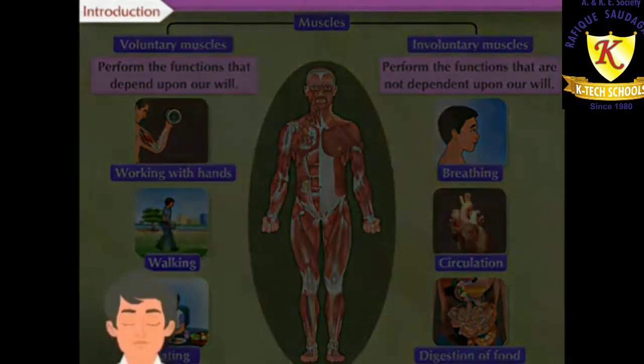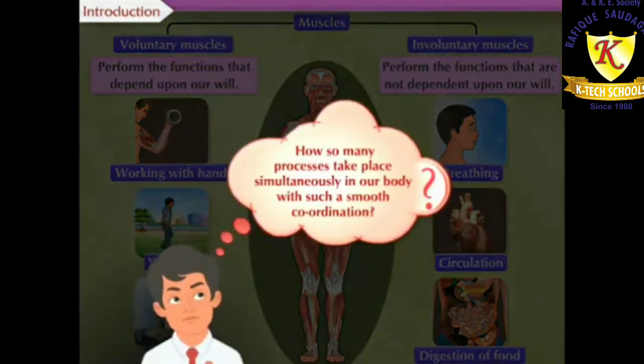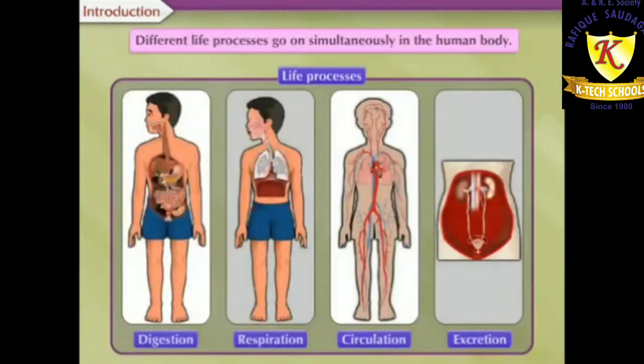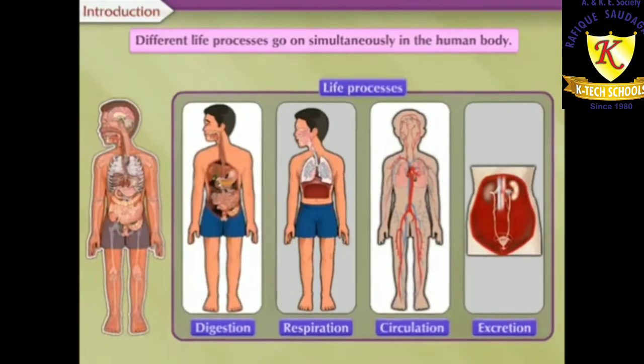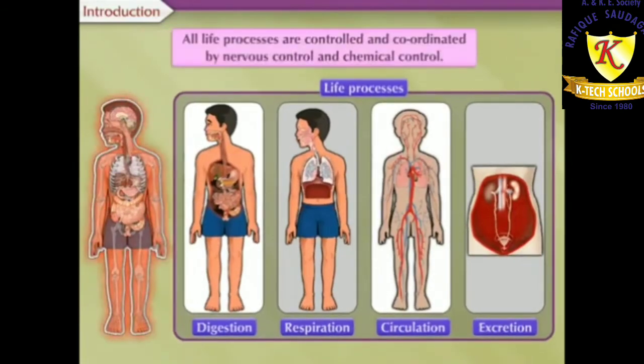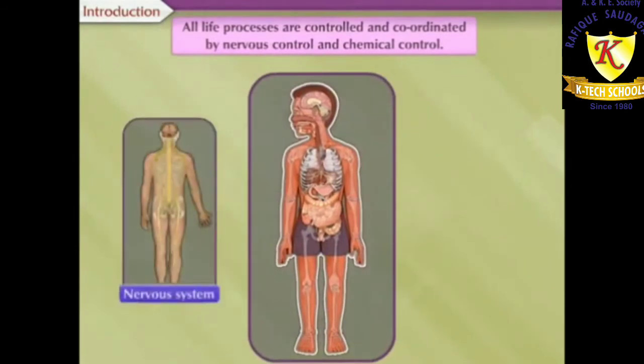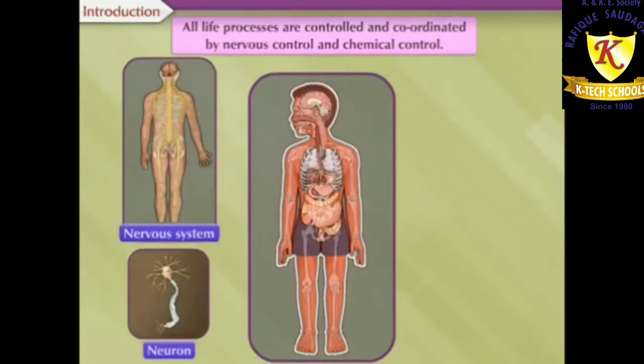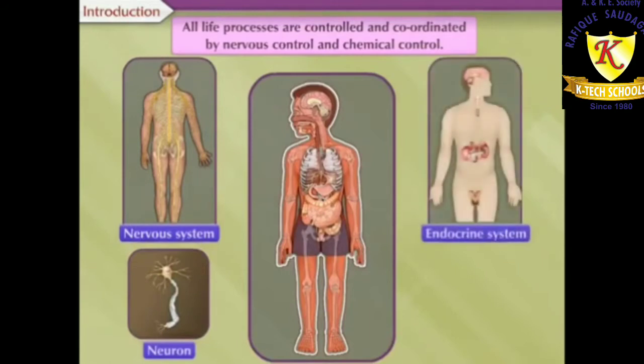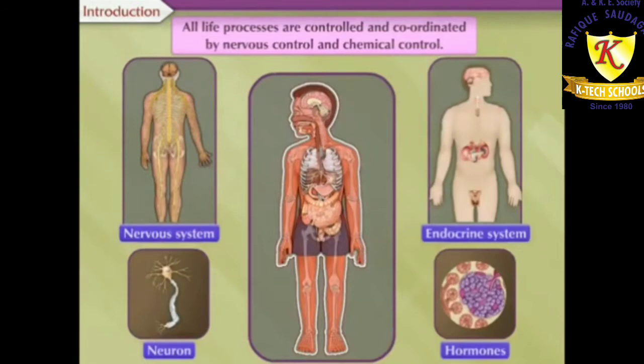So a question may arise in your mind that how many processes take place simultaneously in our body with such a smooth coordination, right? Children, different life processes such as digestion, respiration, circulation, and excretion go on simultaneously in the human body. And all these processes are efficiently and effectively controlled by nervous control with the help of neurons, and chemical control with the help of hormones secreted by endocrine glands. Got it, children?